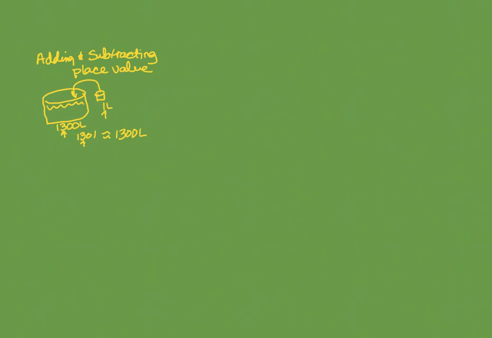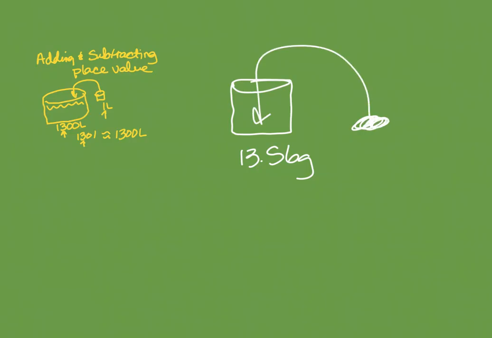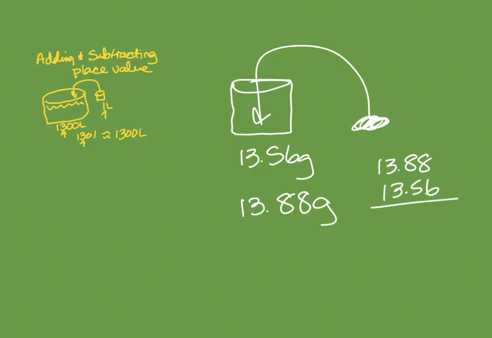If I am measuring something by subtraction and I have this container and the container is 13.56 grams, I made it up. And then I put some little substance in it, and when I did that, that made the value be 13.88 grams. So if I subtract those two values, 13.88 and 13.56, I get 0.32 grams.